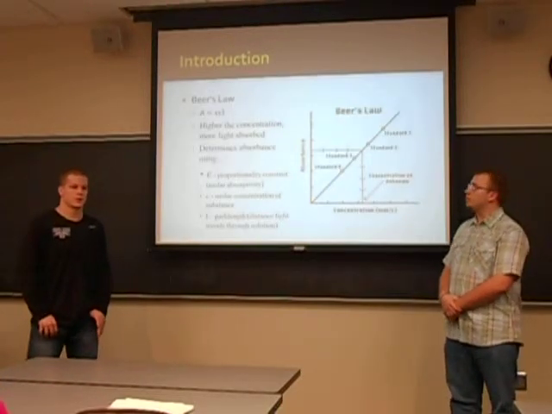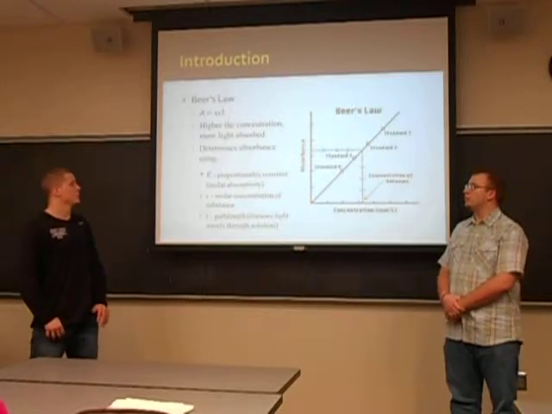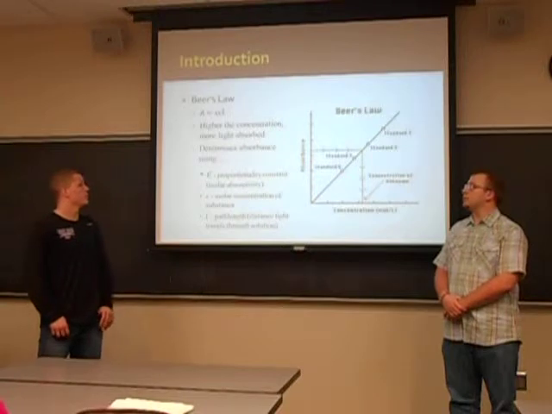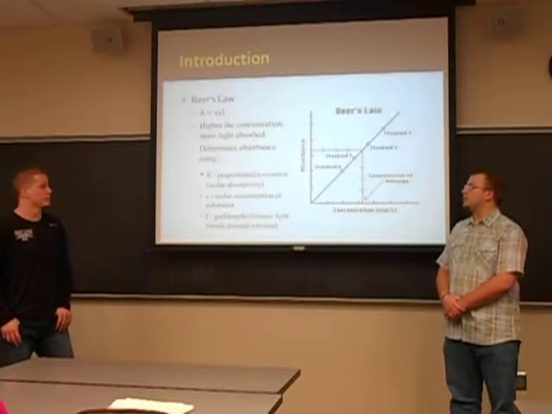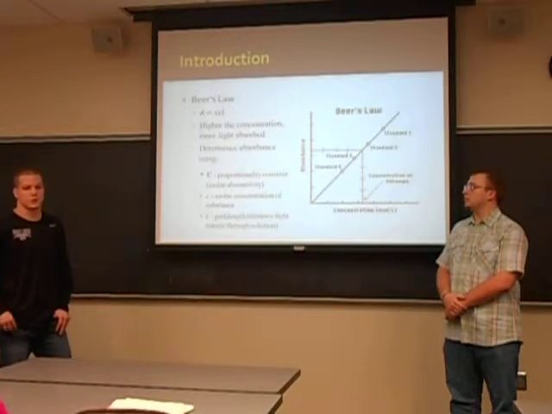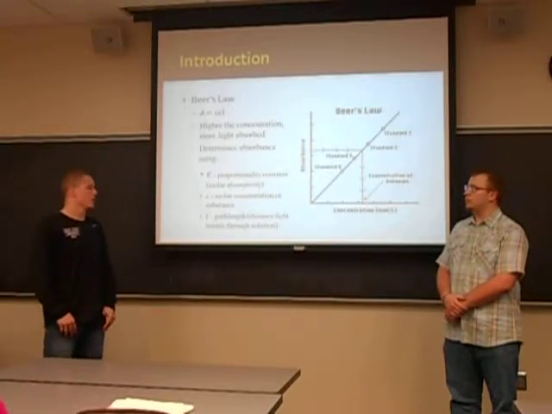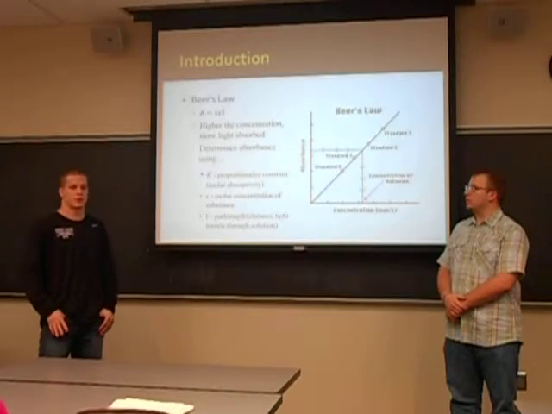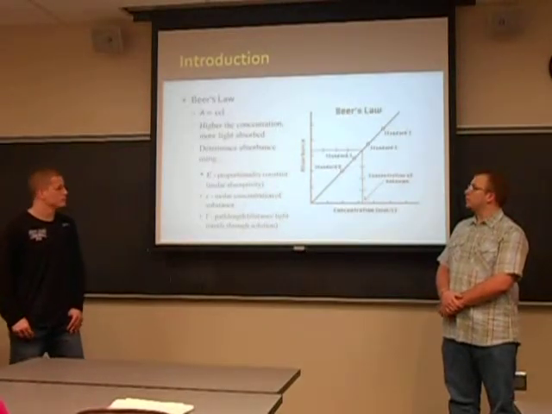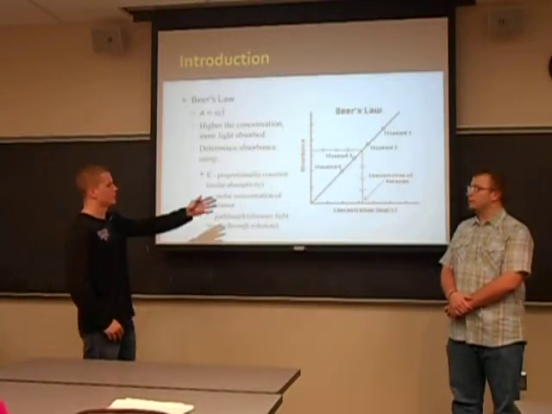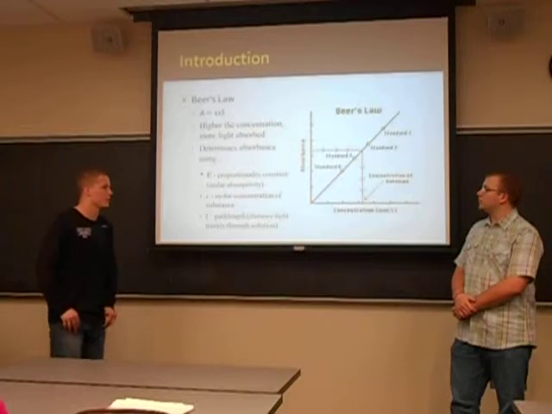Throughout this experiment, we used Beer's law equation, which is absorbance equals epsilon times concentration times path length. And the higher the concentration, the more light is absorbed. Epsilon is just a proportionality constant, which is the molar absorptivity. C is the molar concentration of the substance, and L is just the path length, or how far the light would travel through the solution. And this right here is a diagram showing how concentration and absorbance relate to each other on the standard line.